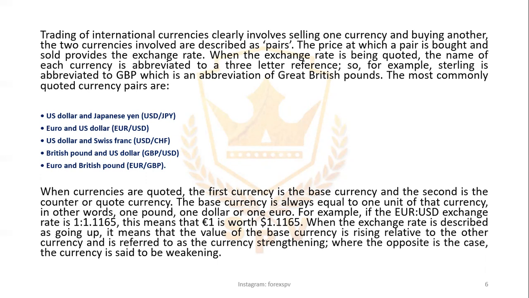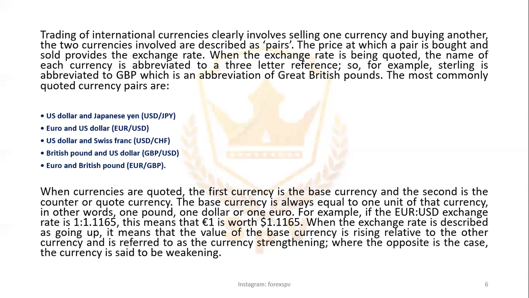And the euro is abbreviated as EUR. The US dollar is USD. The Swiss franc is CHF. So basically, we'll be trading these currency pairs, and the most commonly quoted currency pairs are the US dollar against the Japanese yen, euro against USD, USD CHF, pound USD, euro pound. So these are the common quoted currencies.